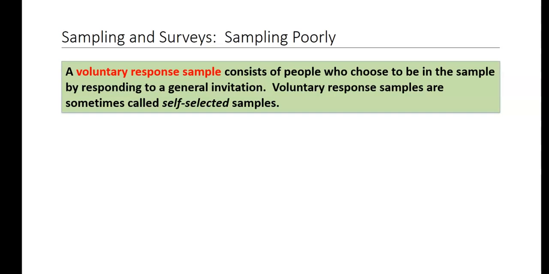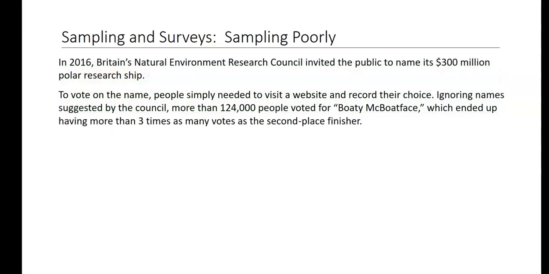Voluntary response sample consists of those who choose to be in the sample by responding. Sometimes we call those self-selected samples. I actually like that name a lot just because it makes sense. So if you have a poll on a website and you decide to answer the poll for some reason, you have self-selected yourself to be part of that poll. It's a voluntary response. Usually people who self-select or voluntarily respond to things feel very strongly one way or another. So that's what happens.